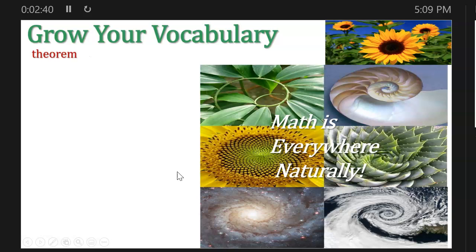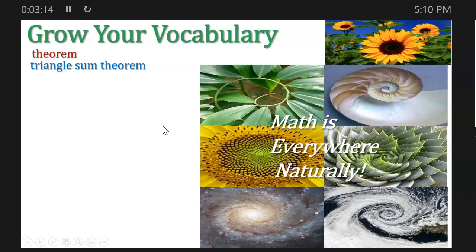So let's look at our first word, a theorem. A theorem is sort of like a law in mathematics. It's something that we know to be true because it is mathematically proven to be true. For instance, we will be learning about the triangle sum theorem, which states that every triangle has 180 degrees if you add up all of its angles together. So that's an example of a theorem.